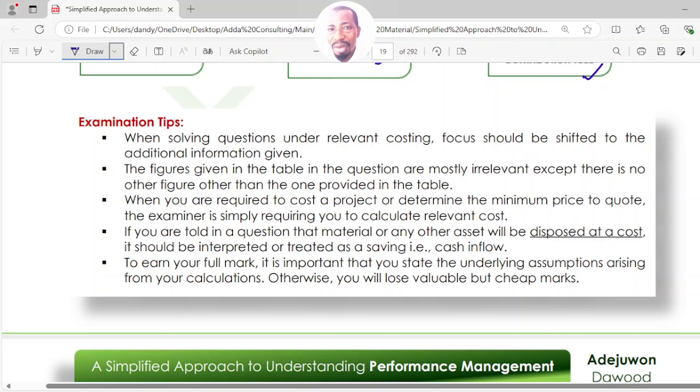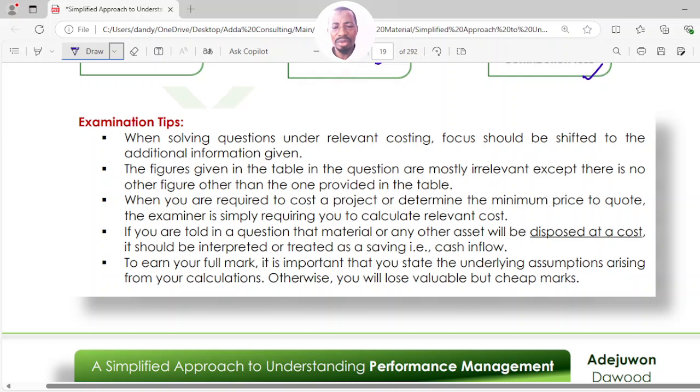Any disposal value is a saving to the organization. That's the principle. It is not about what the examiner is telling you in the question. Certainly, the examiner will not tell you it's a saving or a cash inflow. You are the one that will interpret it as a saving or a cash inflow, because when you dispose of the material, you already have the material, you've spent your money to purchase it, you keep it in your warehouse. Maybe due to the fact that you don't need the material again, you now dispose of it. When you dispose of it, you are going to dispose of it as scrap. That scrap is a saving to the organization. That is the principle you must take into consideration.